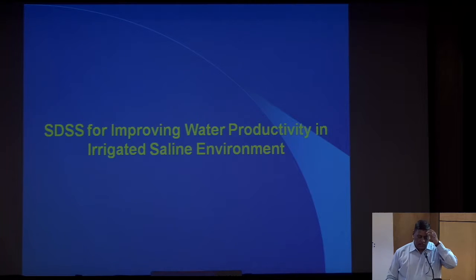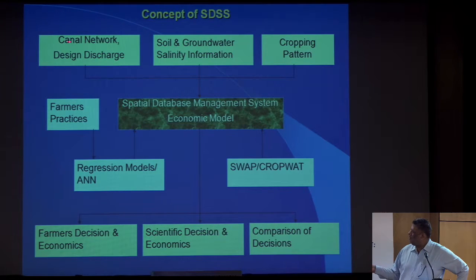The third case study was relating to the spatial decision support system for improving water productivity in irrigated saline environment. Here, the farmers take certain decisions. The idea was that you generate all the information, whether it is canal network related information, design discharge, soil and groundwater salinity, cropping pattern, and all this information should be the base for the spatial decision support management system.